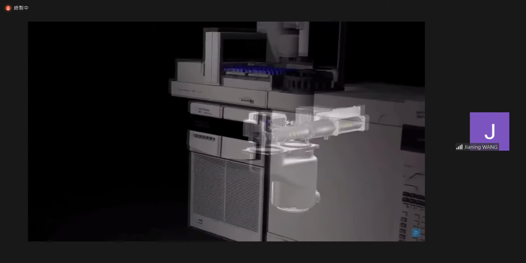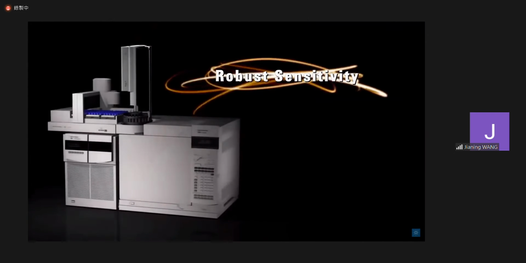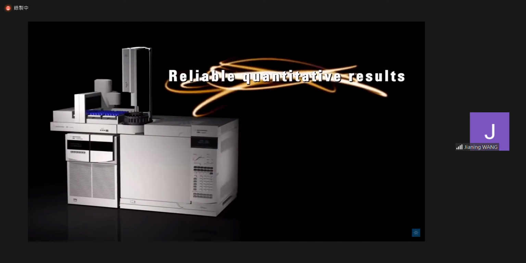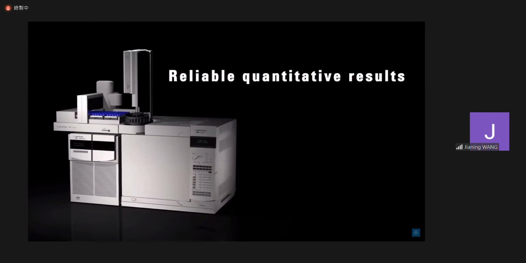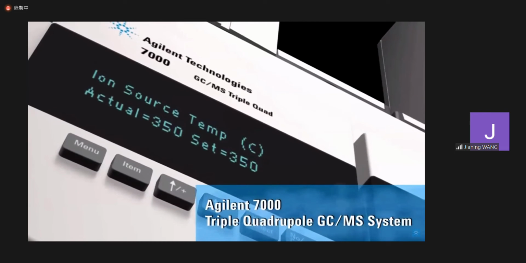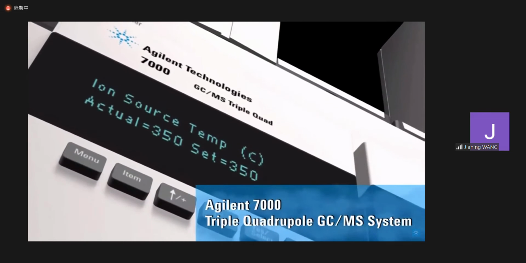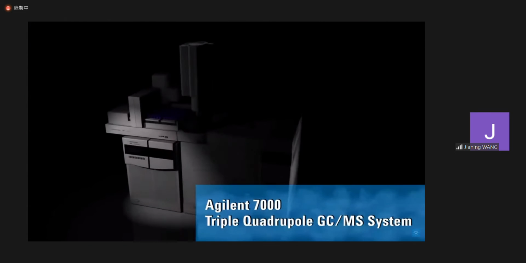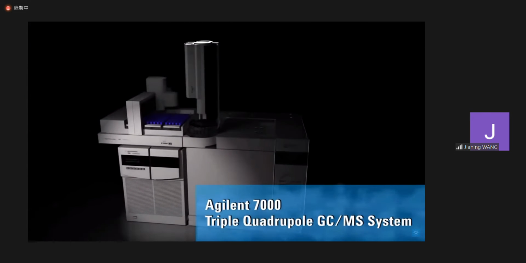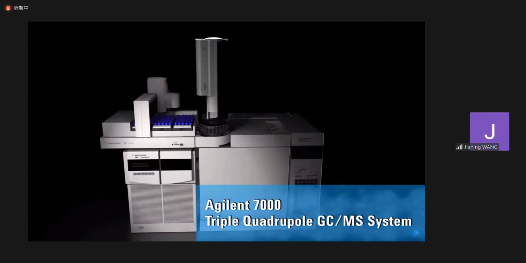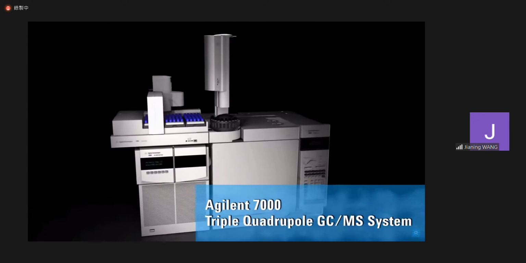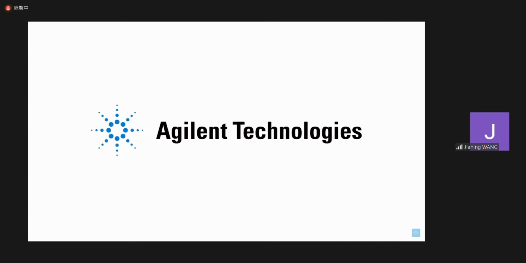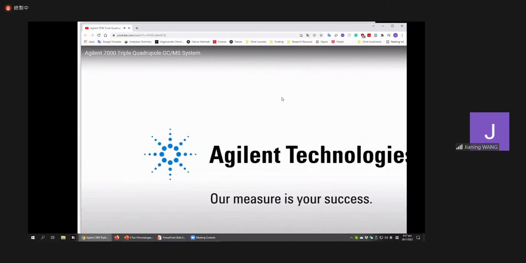The 7000 system has been carefully designed to deliver robust sensitivity and reliable quantitative results. The Agilent 7000 quadrupole GC-MS-MS system, an MS-MS optimized for trace analysis of your most complex GC samples, the new standard for GC-MS-MS performance. Agilent Technologies, our measure is your success.